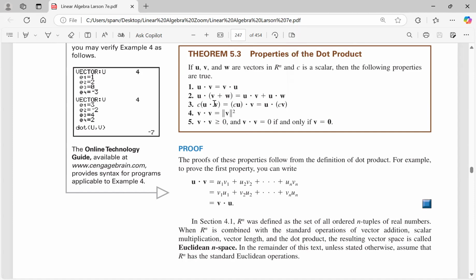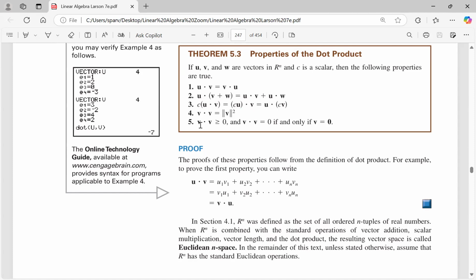Scalar multiple of a dot product: you only distribute the scalar c to one of the vectors. So you don't distribute the constant to both vectors. You can distribute the constant to u, or you can distribute the constant to v, but not both. So that is the scalar multiple of a dot product. Number 4, any vector dotted with itself. That's what this is, v dot v. Any vector dotted with itself gives you the magnitude of the vector squared. Okay, so that's property number 4.